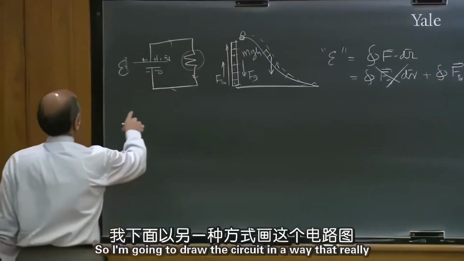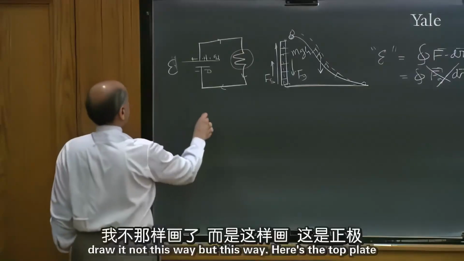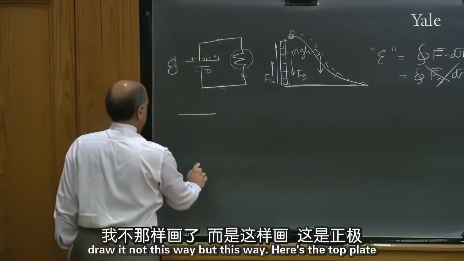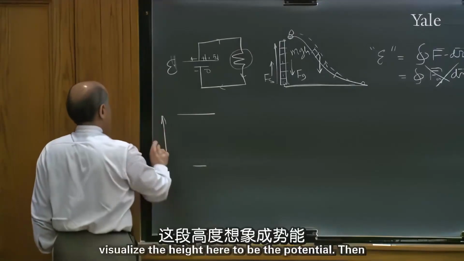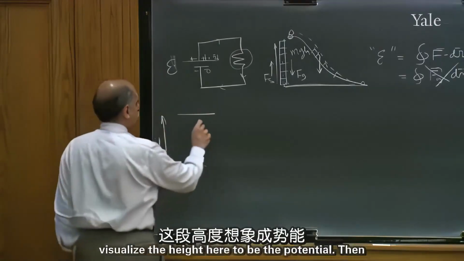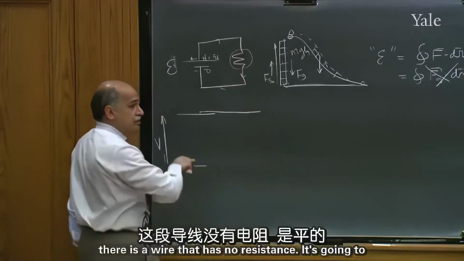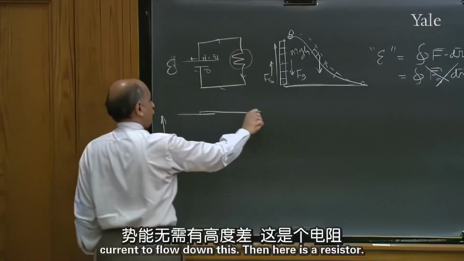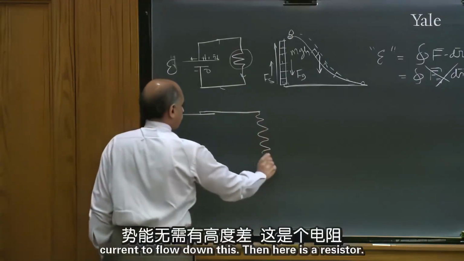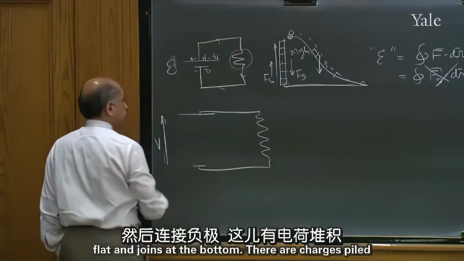So I'm going to draw this circuit in a way that really indicates the gravitational analogy. So I'm going to draw it not this way, but this way. Here's the top plate, and here's the bottom plate, and you may directly visualize the height here to be the potential. Okay, then there is a wire which has no resistance, so it's going to be flat. The potential doesn't have to be up or down for current to flow down this. Then here is a resistor. Then there's another little wire which is pretty much flat and joins in the bottom.